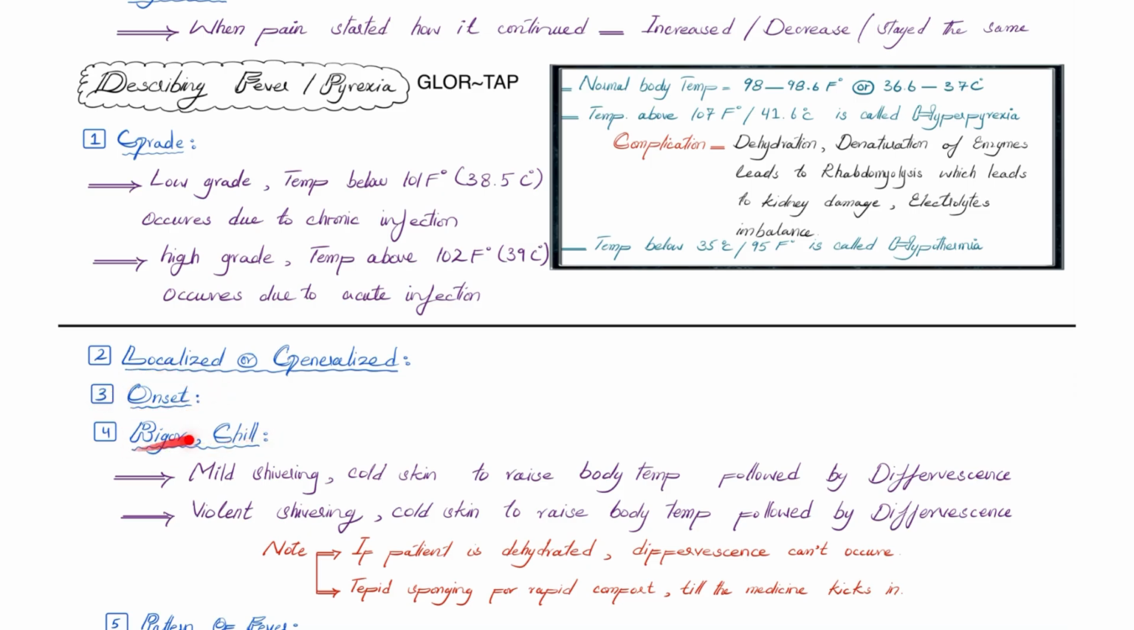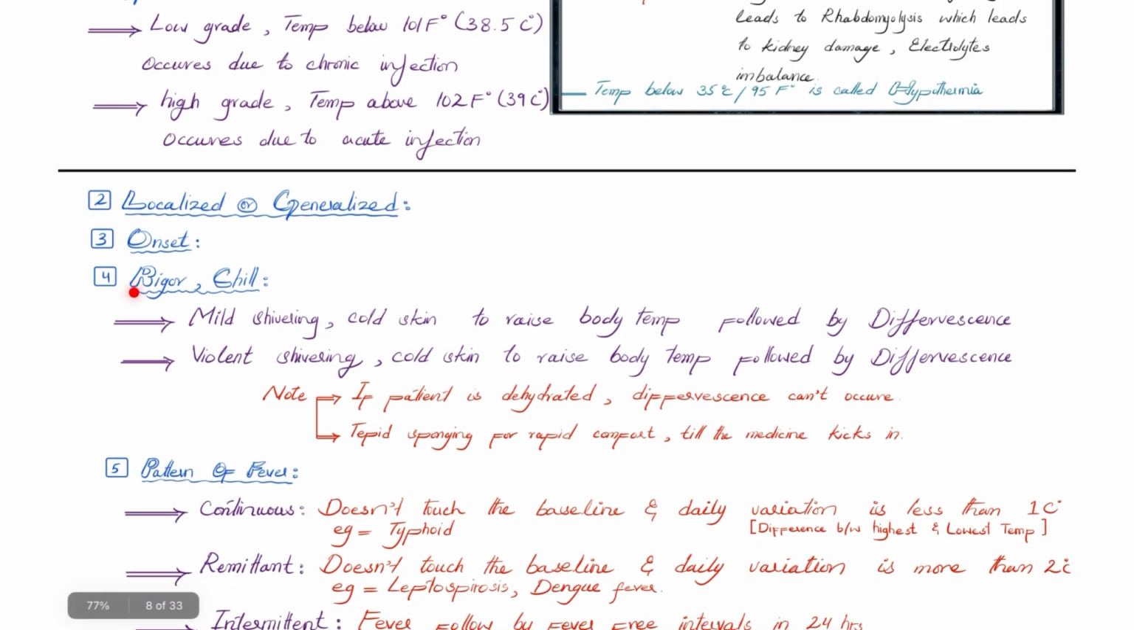We have discussed it. Then fever is either associated with rigor or chills. Chills mean mild shivering, and the skin is cold, and this mild shivering raises the body temperature. When the body temperature is raised, it is followed by sweating, which is called defervescence.